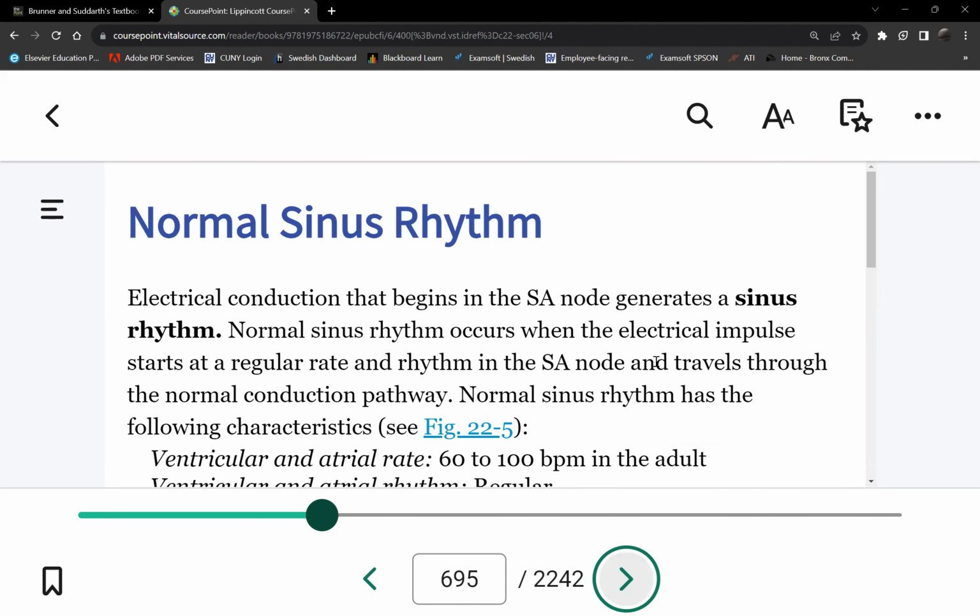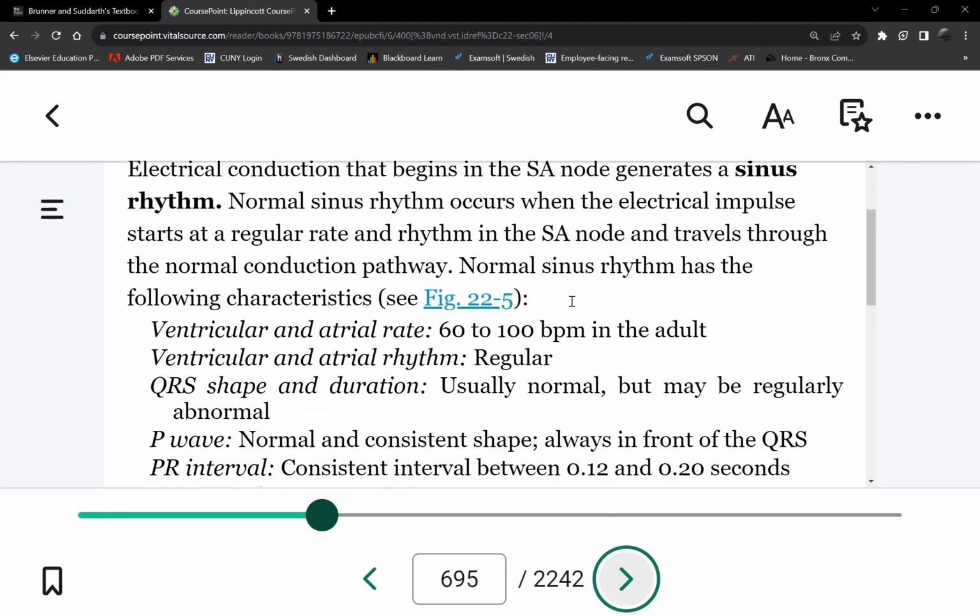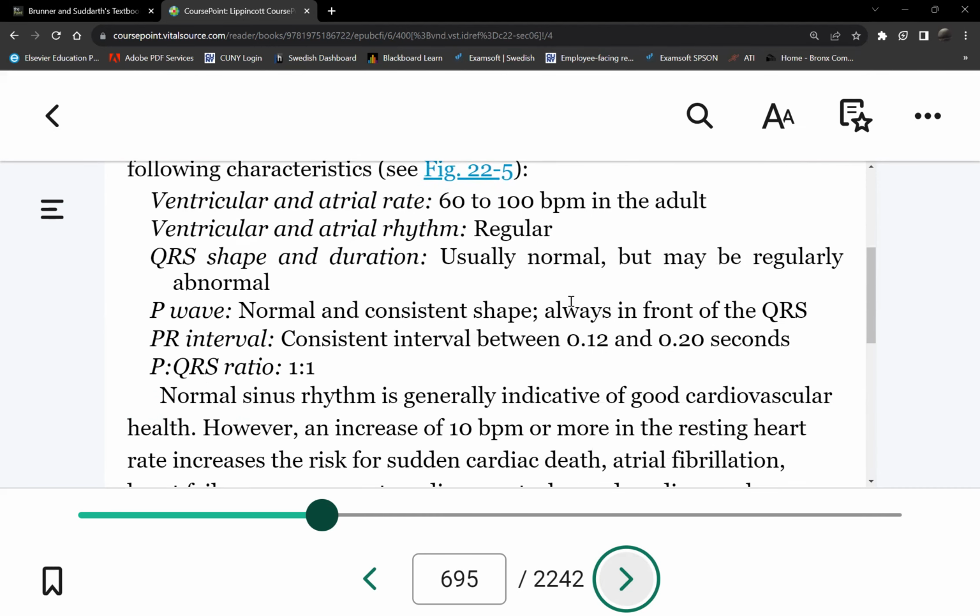All right, so let's look at the characteristics of a normal sinus rhythm first. So these are the characteristics. The heart rate's between 60 to 100, regular rhythm. Regular rhythm meaning, remember what we did with the paper? It's occurring regularly. The PR interval, QRS, P wave, ST segment are all looking normal. That's normal sinus rhythm.